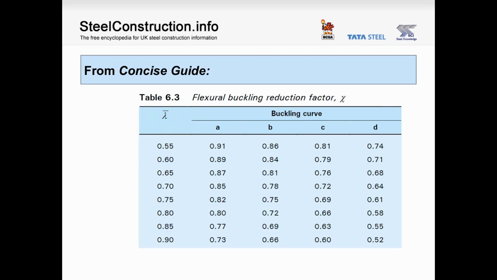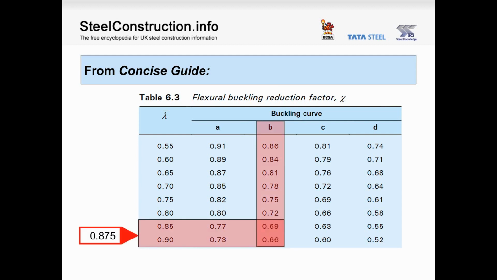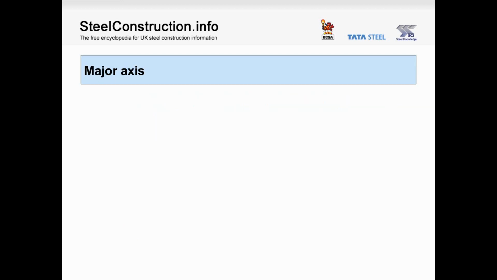And instead of calculating, or instead of using the graph, I'm now going to use a lookup table, which has been taken from the concise guide. So we know our value of lambda bar, 0.875. We know we're interested in curve B, so with a little bit of interpolation, we can calculate chi as 0.677.